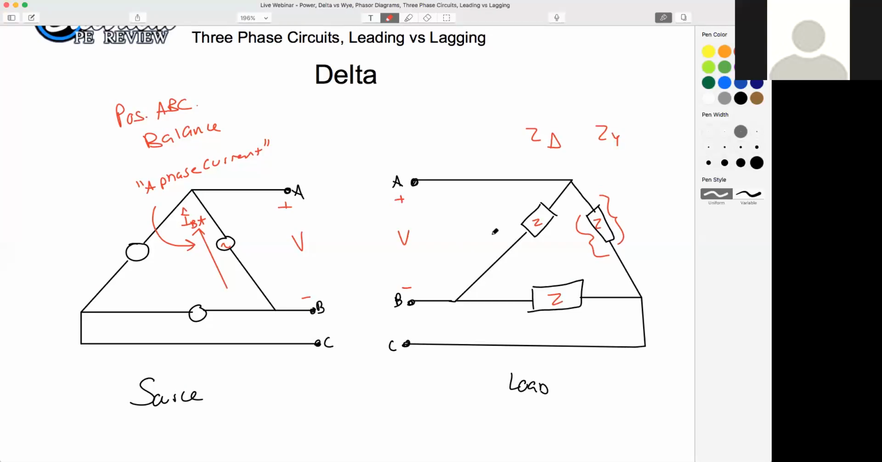All right, now what about my current? Where is my phase current in my load? Who can help me? What direction? From positive to negative, from A to B, perfect. You guys are doing great. So this phase current is going to be IAB. And we know, of course, we have three separate currents, and they're all going to go in the same direction.